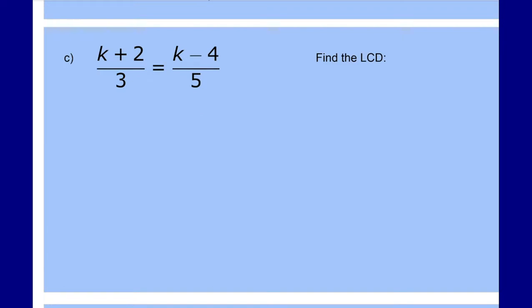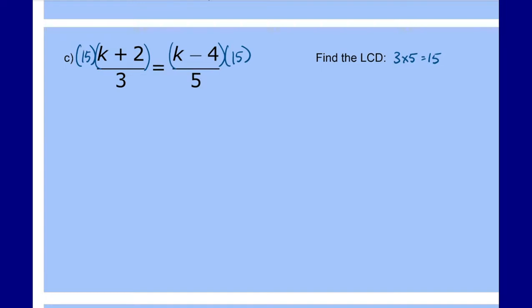Same idea. We still have our fractions. We want to cancel them out by multiplying by the lowest common denominator. So what is the lowest common denominator of 3 and 5? Again, if one doesn't come to you right away, the easiest thing to do is do 3 times 5, which gives us 15, which also happens to be the lowest common denominator. So what we're going to do then is multiply both sides by 15. And we have to put brackets around the numerators because it's 15 multiplying everything on that side.